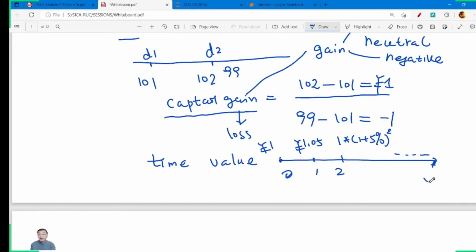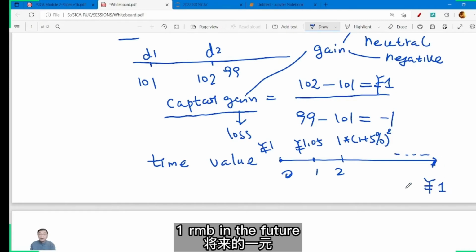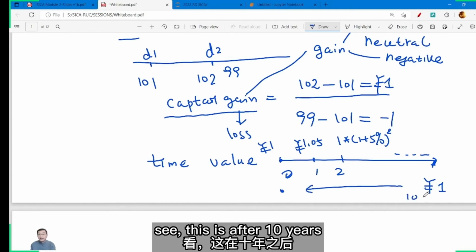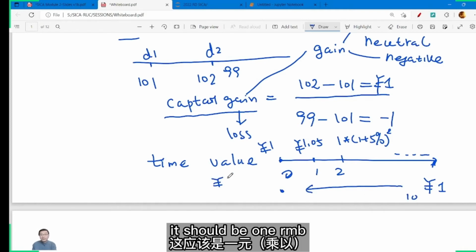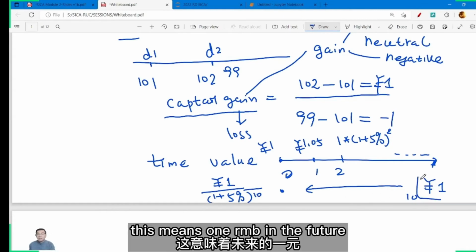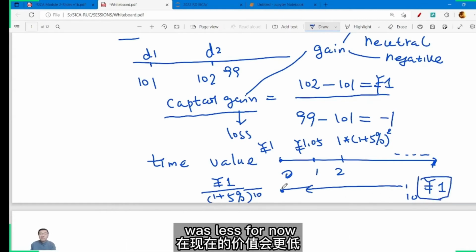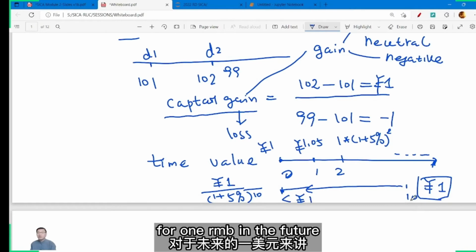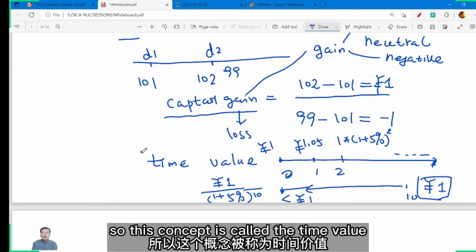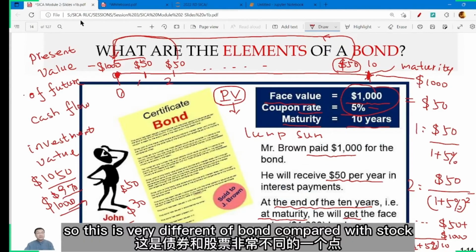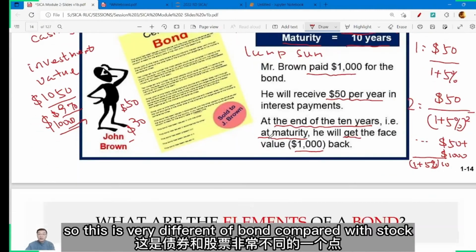From the other side, 1 RMB in the future should be worth less for now. Say this is after 10 years. It should be 1 RMB times (1 plus 5%) to the 10th power. This means 1 RMB in the future is worth less for now. It is definitely less than 1 RMB. So this concept is called the time value. So this is very different for a bond compared with a stock.